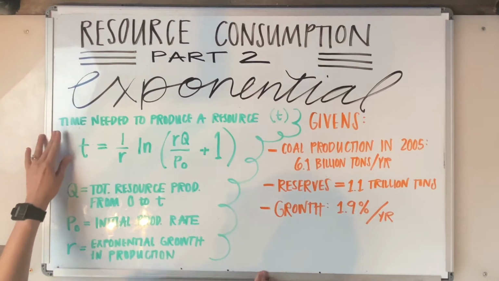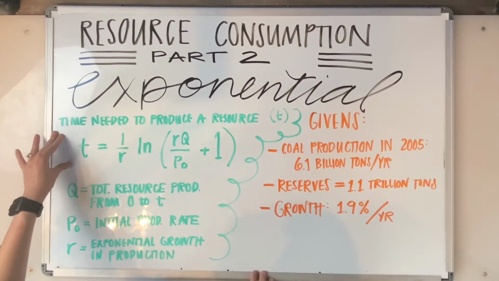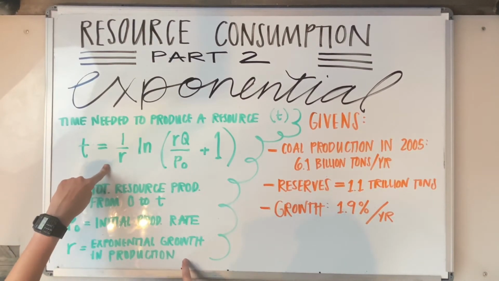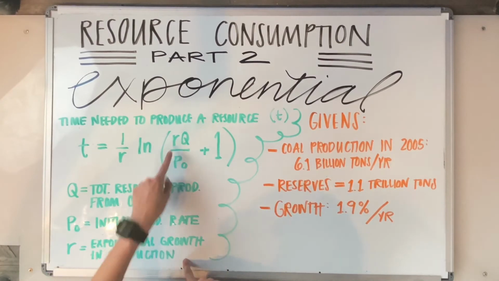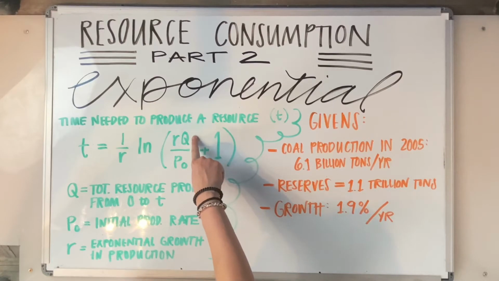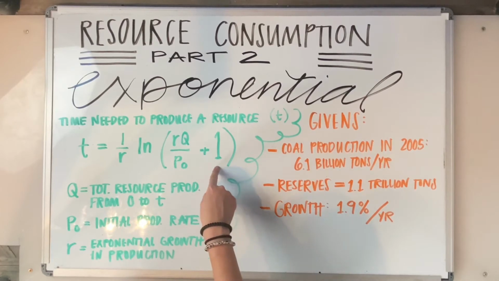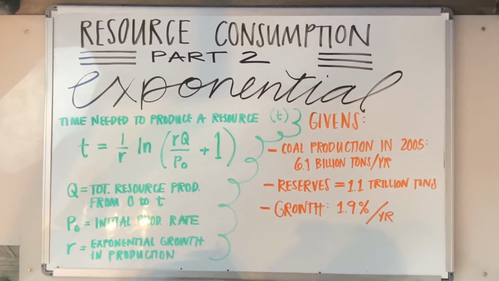So here is the equation for the time needed to produce a resource. We have T, which is that time, equals 1 over R. R is the exponential growth in production, natural log, that growth again. Q is the total resource production from time 0 to time T. P naught is the initial production rate, and then plus 1. And then our givens here are that in 2005, coal production was estimated to be 6.1 billion tons per year. It is estimated that the reserves were 1.1 trillion tons, and that it was growing at 1.9% per year. So let's go ahead and get into the questions.